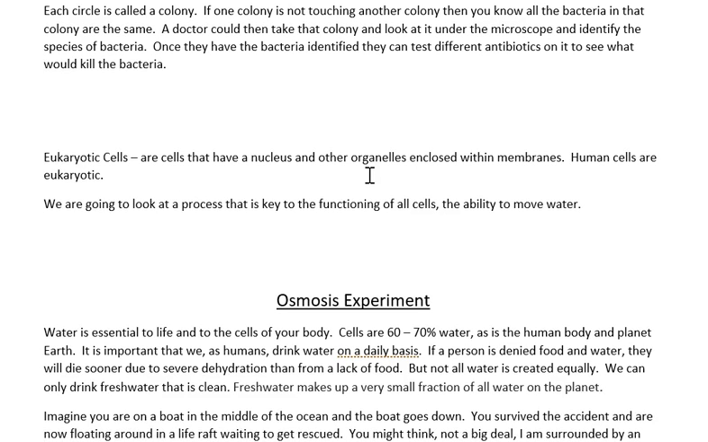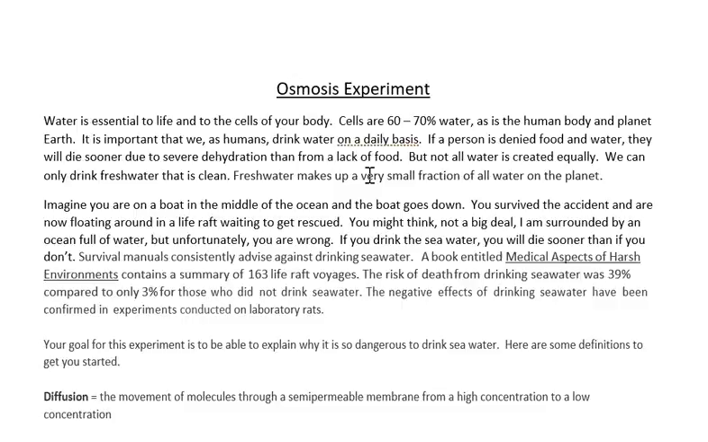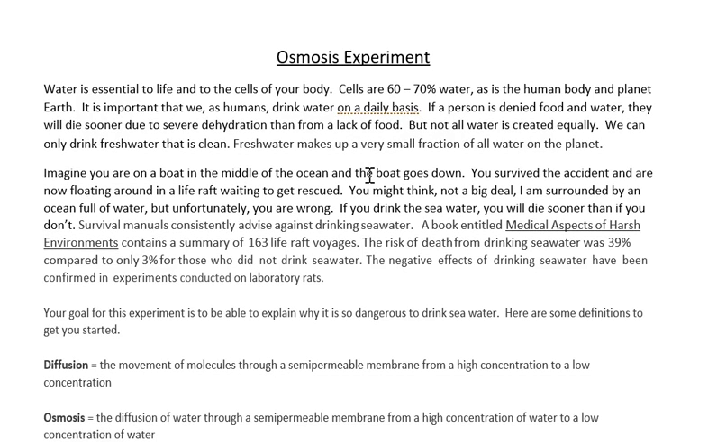Then we're going to focus on eukaryotic cells, which are the type of cells that animals have. And since we are animals, they are the type of cells that we are made of. And we're going to look at one specific process that cells go through to control water balance, and that is osmosis. So this goes through a discussion about what you need to be thinking about as you're doing this lab.